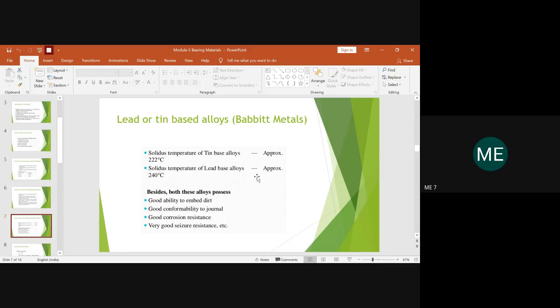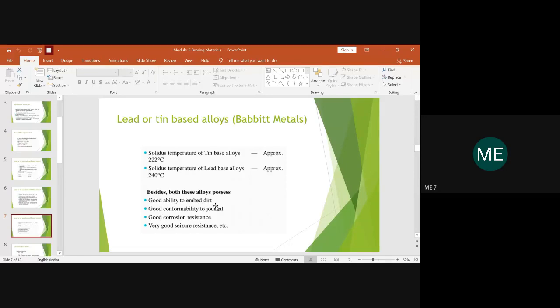Similarly, if you go with lead based alloys, the temperature upper limit is 240 degrees Celsius. In this case, you can go until a temperature of 200 degrees Celsius for the safer side. So these are the approximation values. Apart from all these things, what are the other common features related to these type of alloys are, it will be having a good ability to embed dirt into it.